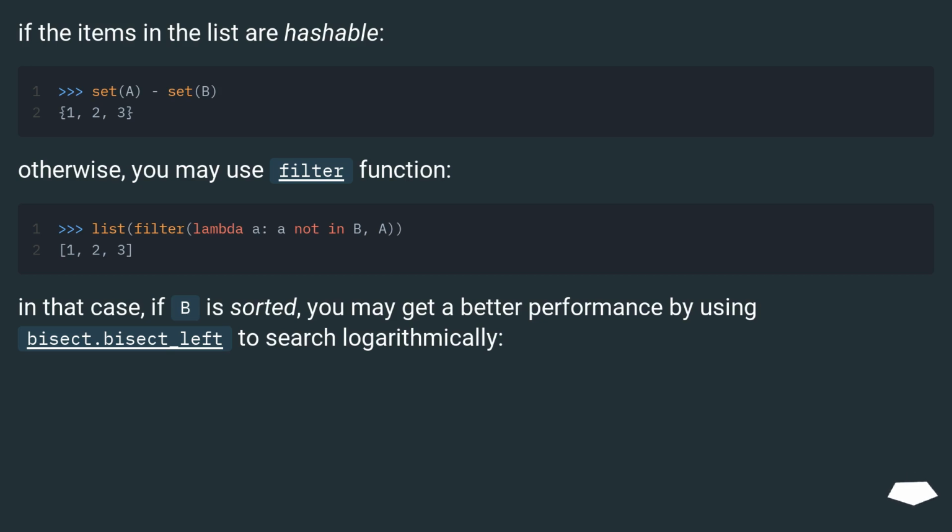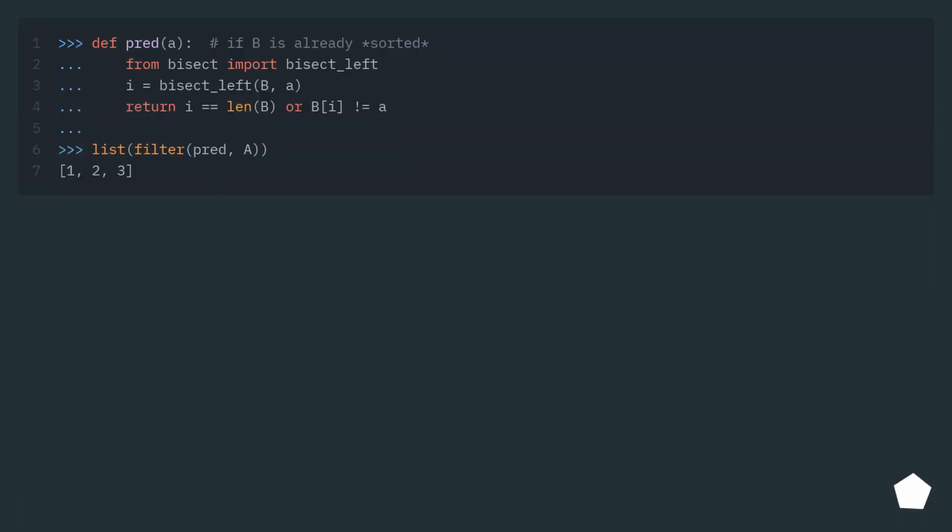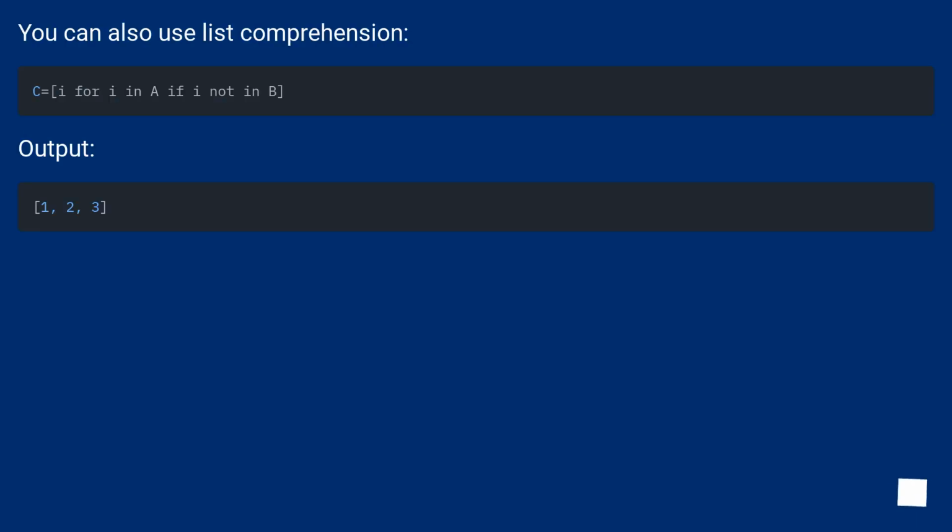In that case, if B is sorted, you may get a better performance by using bisect.bisect_left to search logarithmically. You can also use list comprehension. Output.